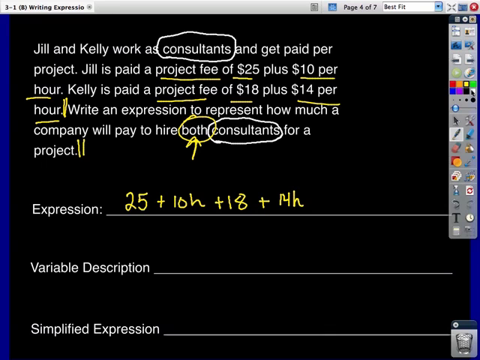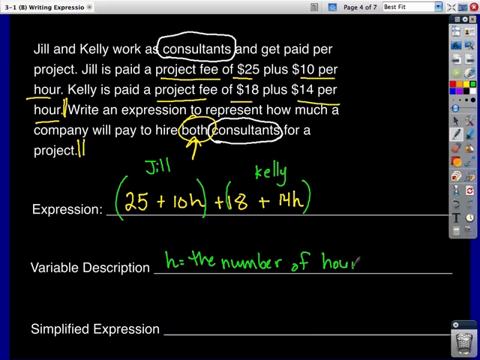And this part on the left that I'm marking green, this is Jill. And this part here on the right is Kelly. If I just do them one person at a time and put them together, it's not that hard. You guys have already done work like this. And then I want to always describe what the variables mean. The variable is the letter you use, so I'm just going to write H equals the number of hours worked.